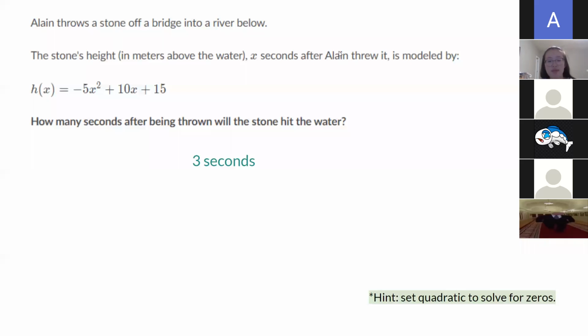Do you guys want to solve this by factoring, the cross method, or the quadratic formula? How do you guys want to solve this?